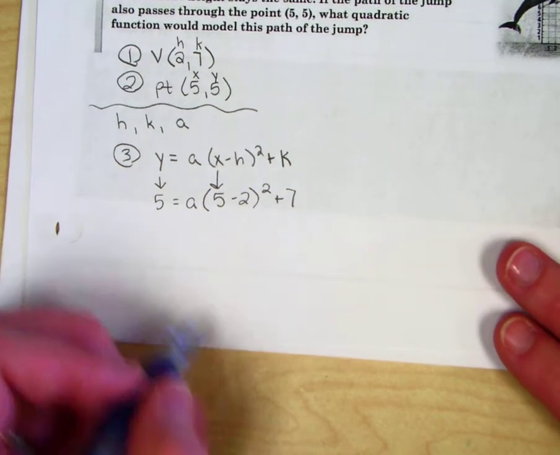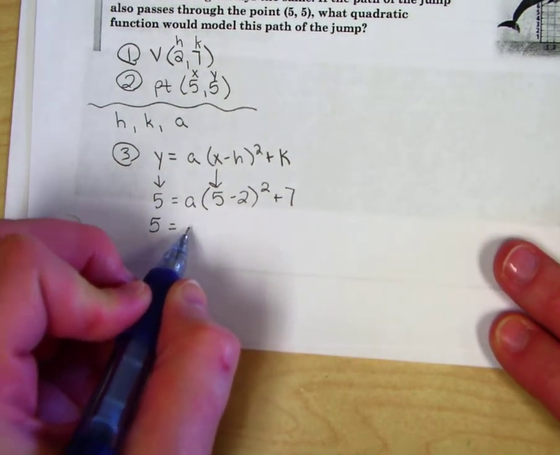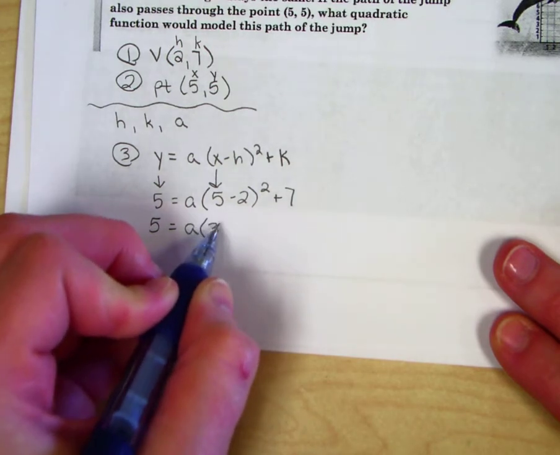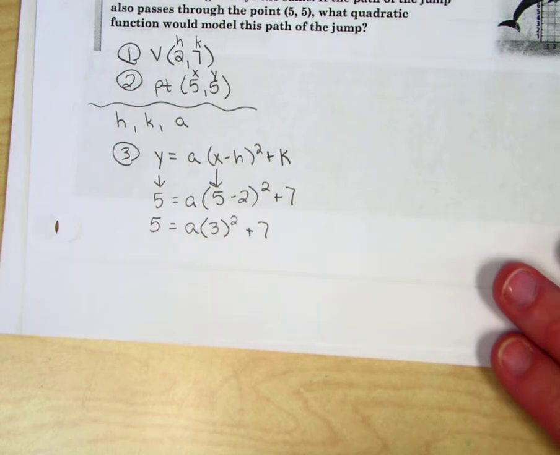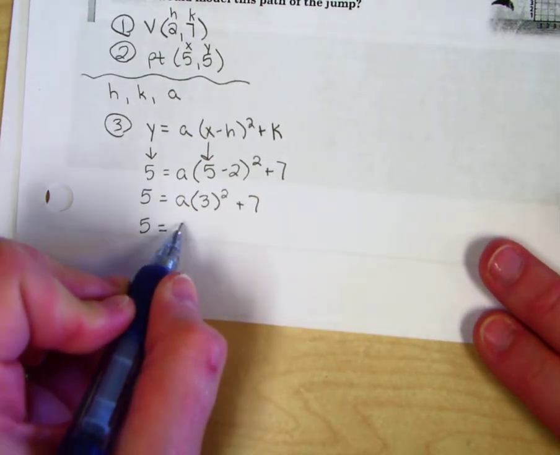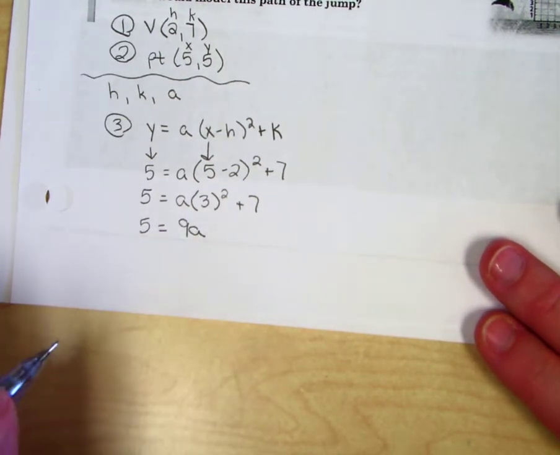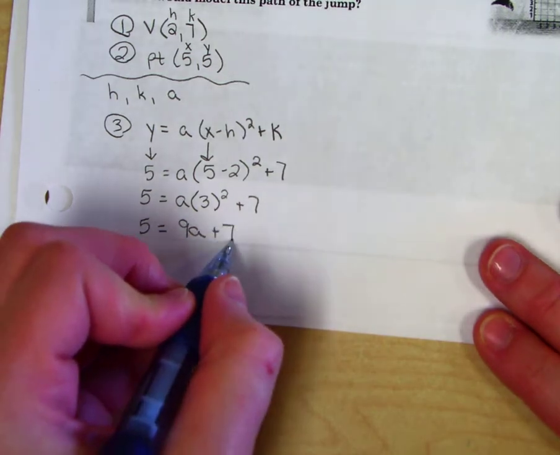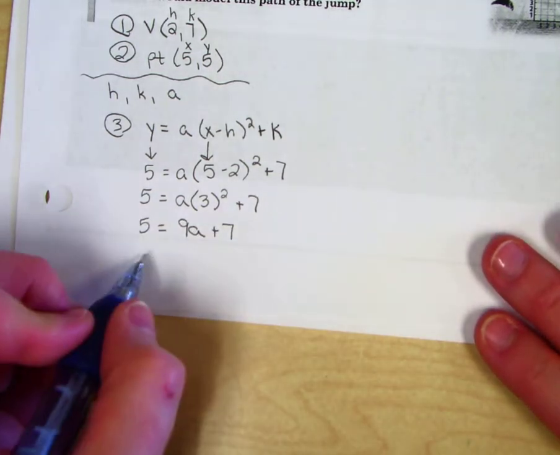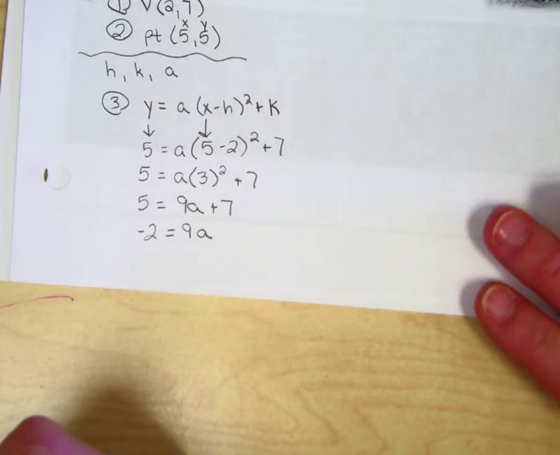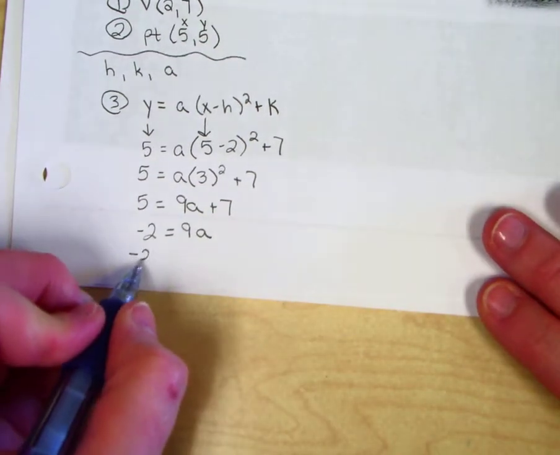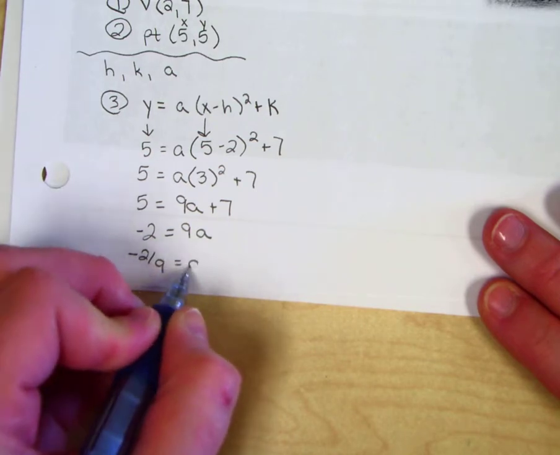Keep filling in. 5 equals a times 3 squared plus 7. I just did 5 minus 2. 5 equals 9a, because 3 squared is 9, plus 7. Subtract 7. Negative 2 equals 9a. Divide by 9 and reduce. Negative 2 over 9 equals a.